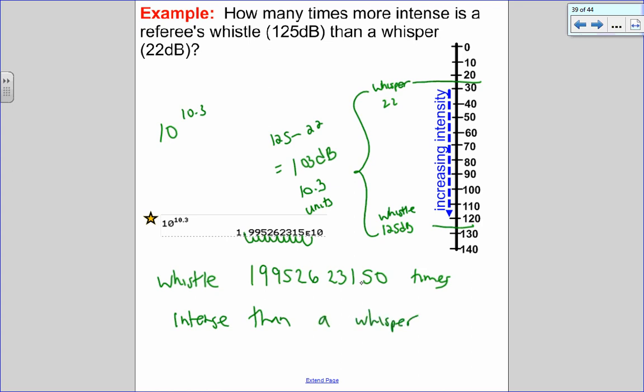Okay, let's look at what this number actually is. We're going to go in groups of 3 here. So that's going to be 19,952,623,150 times more intense than a whisper. That's a big difference. Okay, let's try another one.